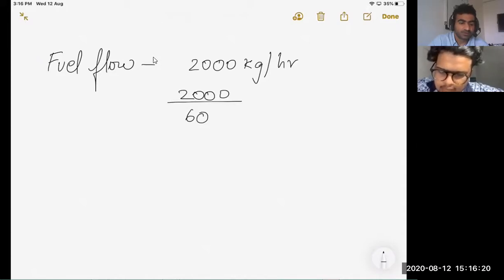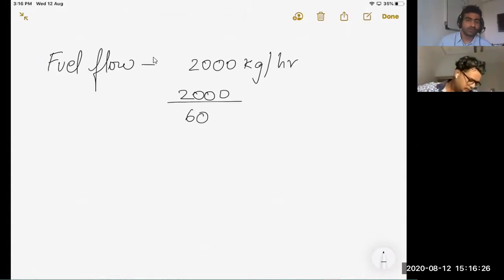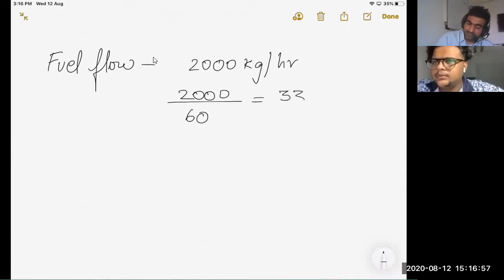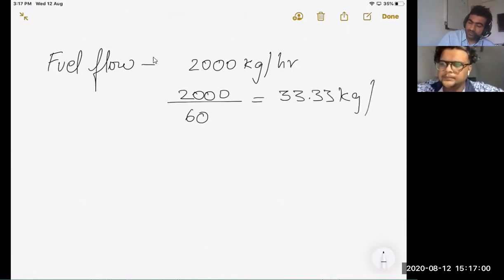You have a scientific calci, right? I do have, but today I don't have that. For normal calculations, use the scientific calci, and for nav calculations, use the nav calci. There is a key called calci. Divide 2000 by 60. It will be 33.33. So 33.33 kilograms per minute.